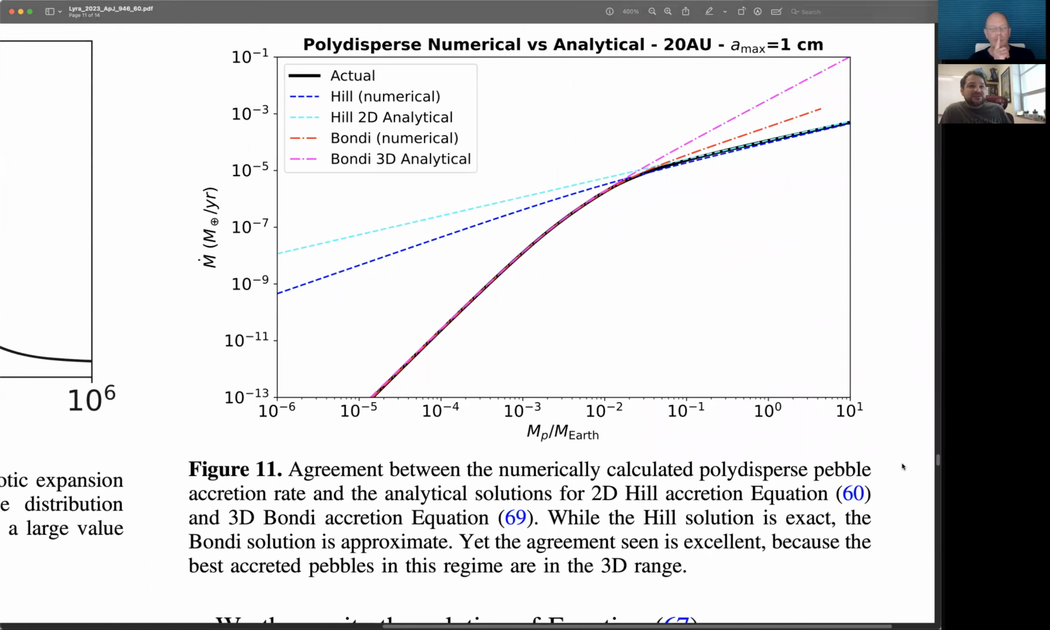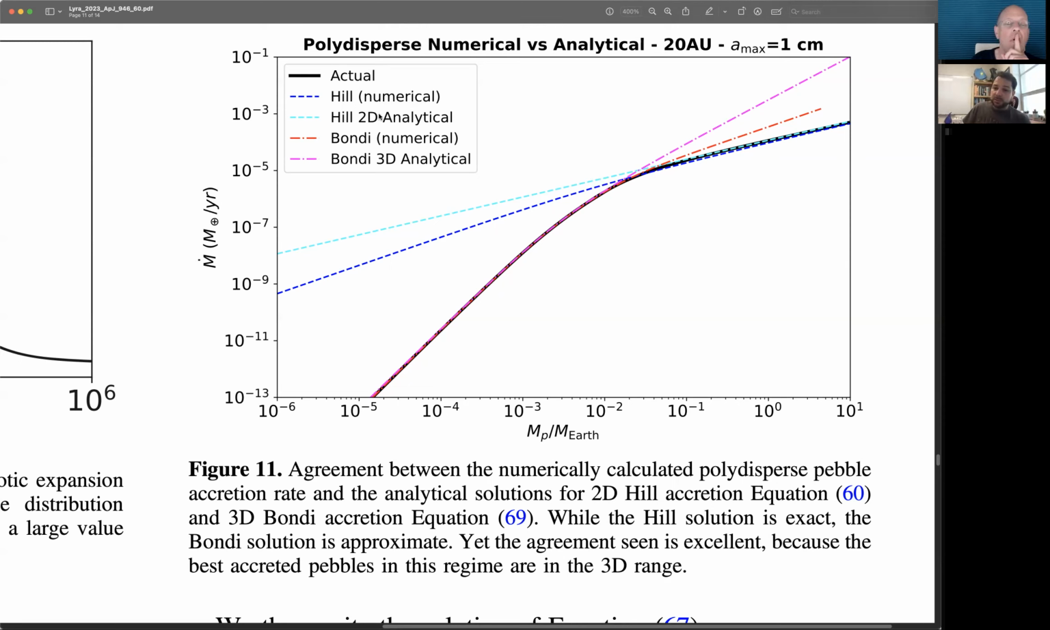So this is the analytical solution for the polydisperse 2D Hill accretion, which is appropriate because 2D accretion, as I said, is when the scale height of the pebbles is much smaller than the accretion radius of the protoplanet. So it can either be for very big pebbles that are sedimenting to the midplane of the disk, or even for pebbles that are not too sedimented, for bigger protoplanets, right? So that their accretion rate and their accretion radius is much bigger than the pebble scale height. That will happen when the protoplanet is big, so you are in the Hill regime.